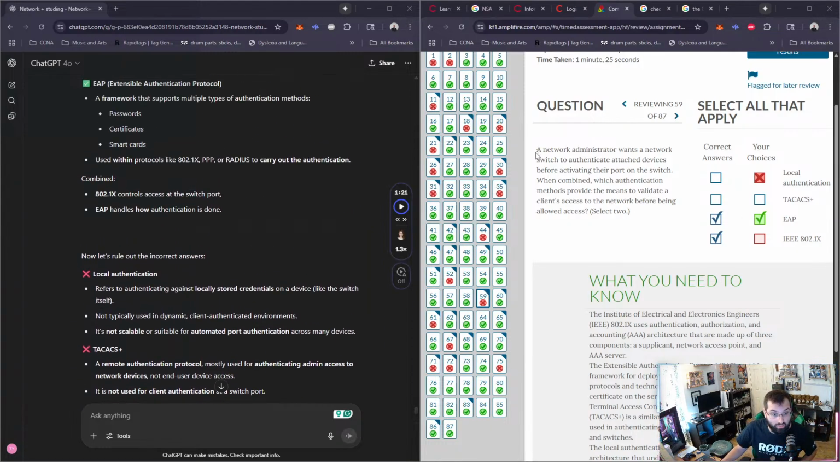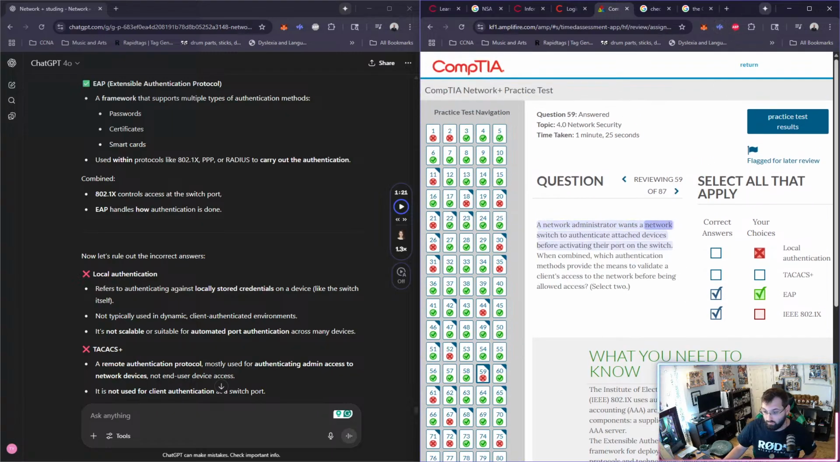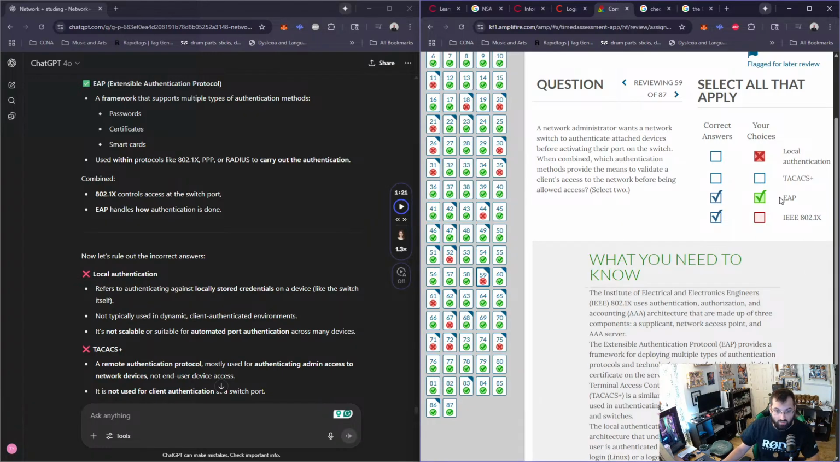We were talking about this question right here. A network administrator wants a network switch to authenticate attached devices before activating their port on the switch. When combined, which authentication methods provide the means to validate a client's access to the network before being allowed access? Select 2. The authentication methods we're going to use are EAP and IEEE 802.1x.